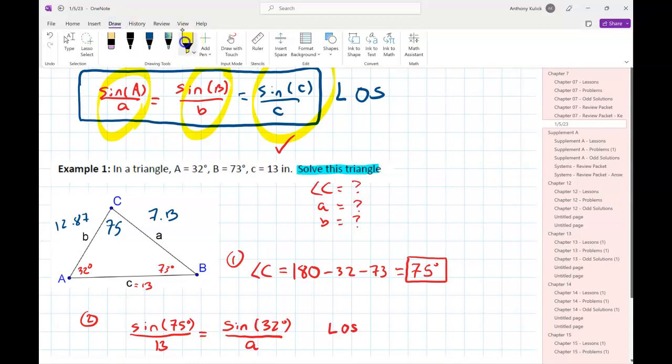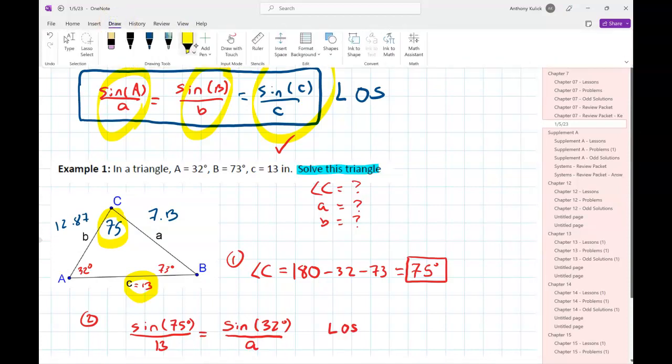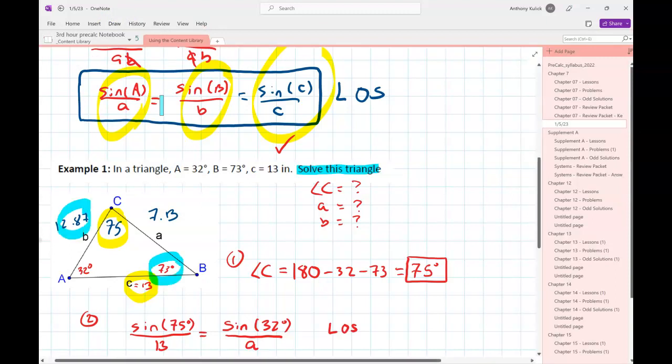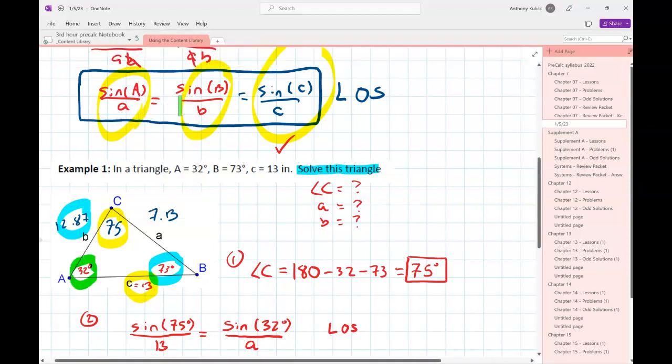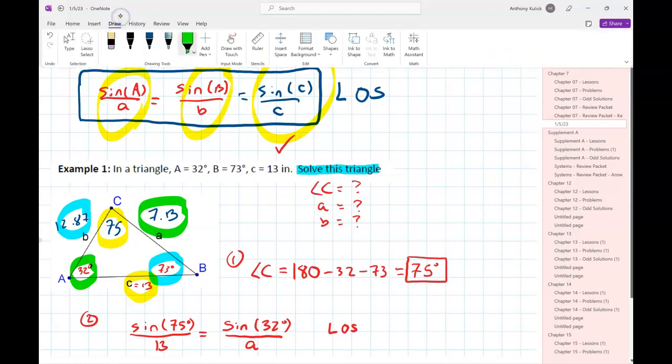What I'm going to check is to make sure that my biggest angle is opposite my biggest side, that my middle angle is opposite my middle side, and that my smallest angle is opposite my smallest side. And if that matches up, probably I'm in good shape. Is it a guaranteed check? No. But it's really fast, and if you made a big mistake, it'll catch it.